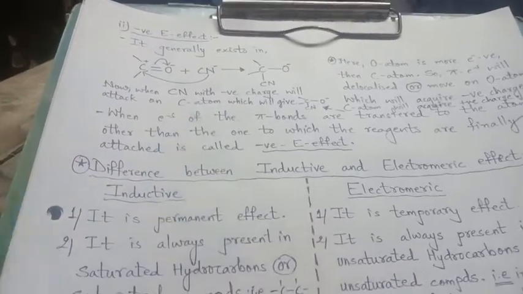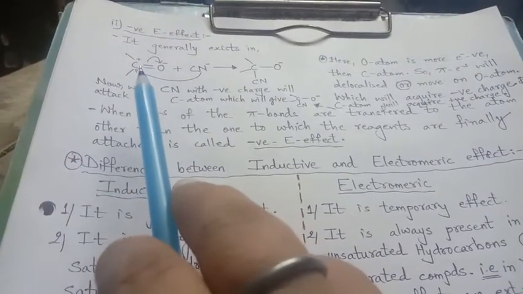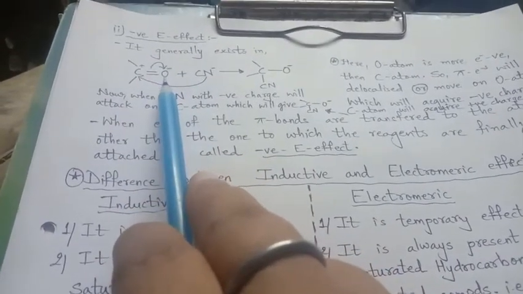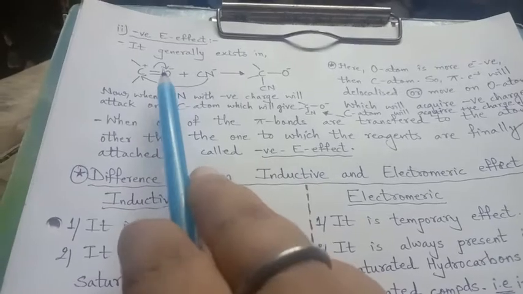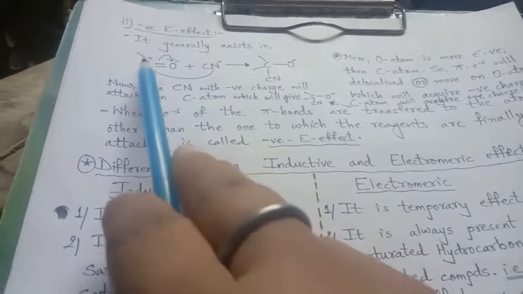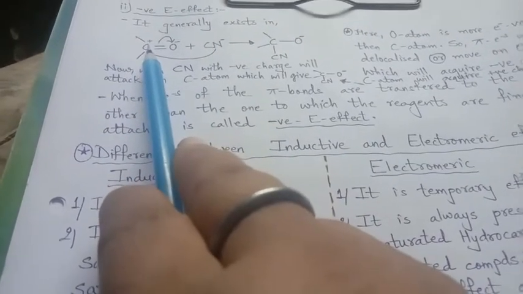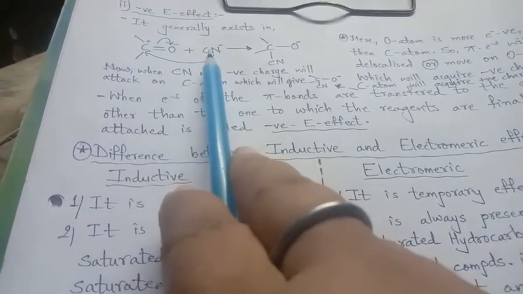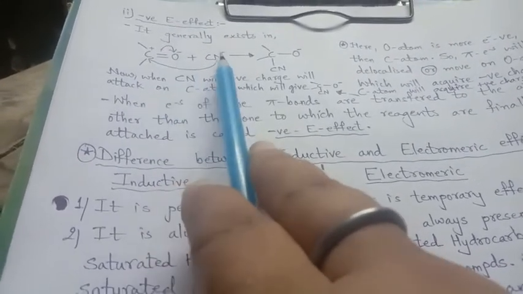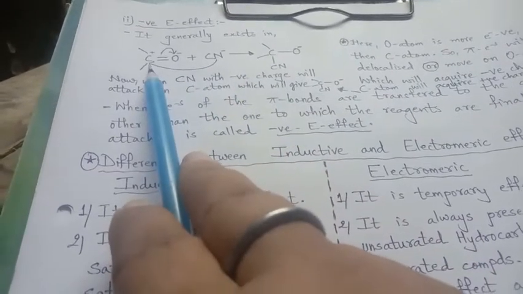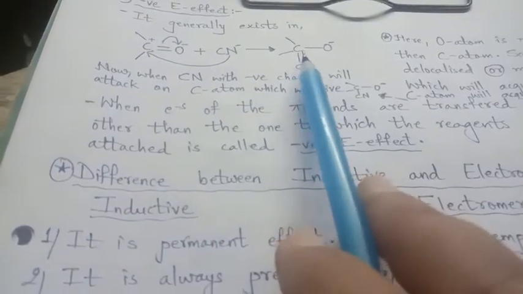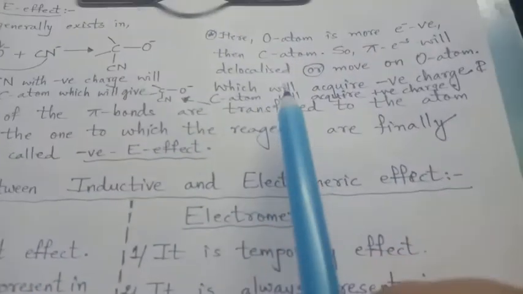So what happens here? Electrons from the pi electron cloud are dragged to the more electronegative atom, which then acquires a negative charge, and from where the electron is released, it acquires a positive charge. This is the negative reagent, so it won't go to the negative, as both have the same charge. This negative charge will be attracted towards the positive charge, and so we will get this product. The same is explained over here.